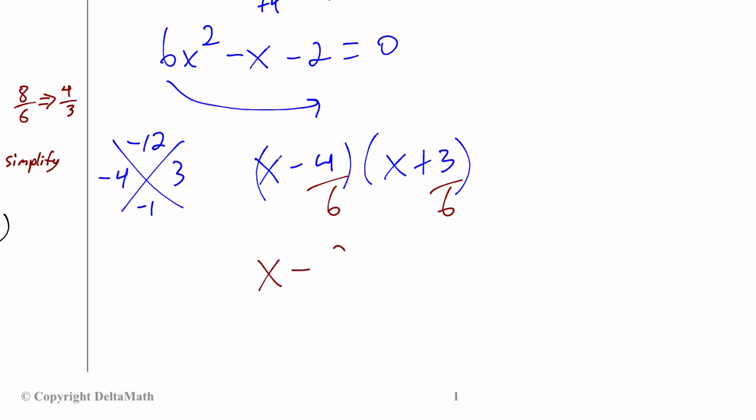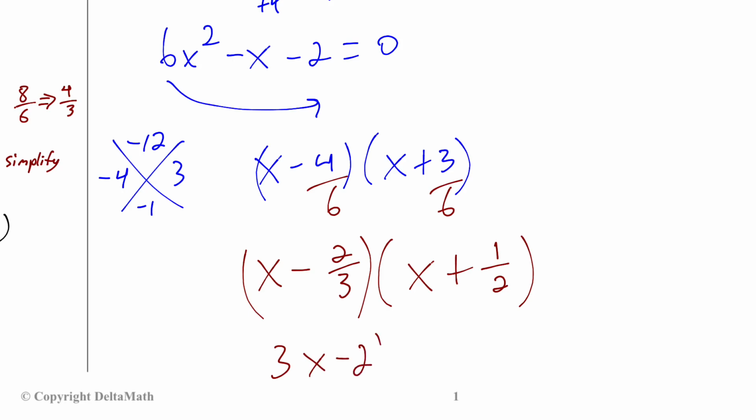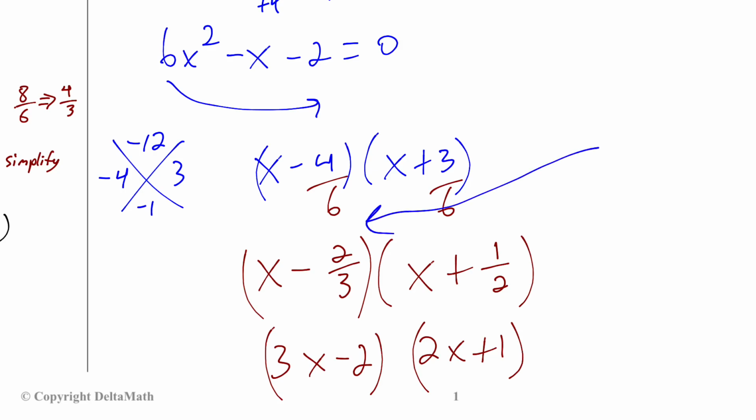So this is the case where I have to simplify the fractions. So this becomes x minus 2/3, and this becomes x plus 1/2. Notice then I can slide the 3 over, and this is a factor, and I can slide the 2 over, and this is a factor. But I think a more useful approach would be to think about the zeros.